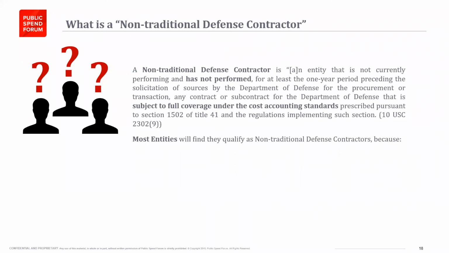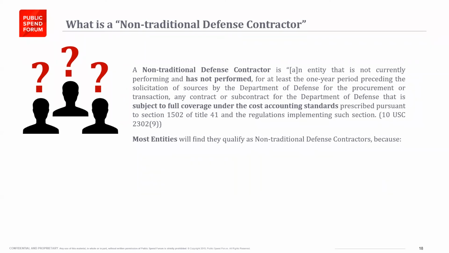So again, we're back to Congress here. Congress gives us the actual definition by statute, and it is one of the most confusing definitions that could be created. But the basic gist of it is, if your company was subject to full CAS accounting in the previous accounting period, then you are a traditional defense contractor. Everyone else is a non-traditional defense contractor.